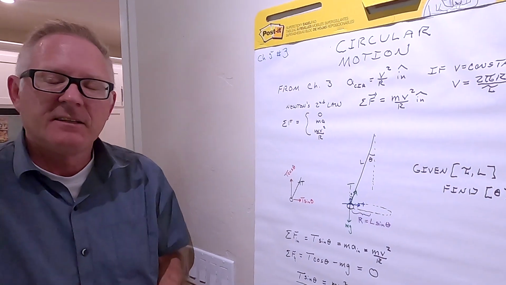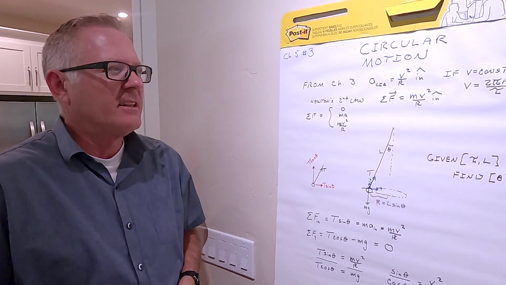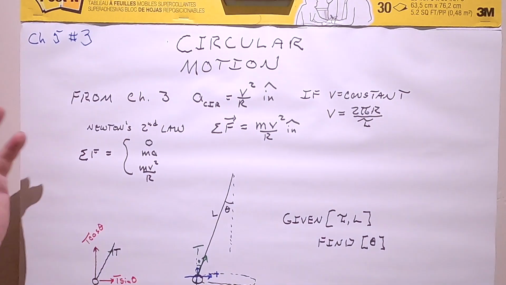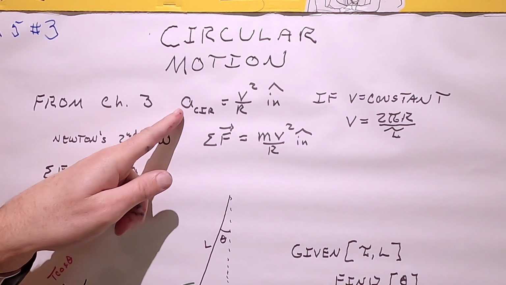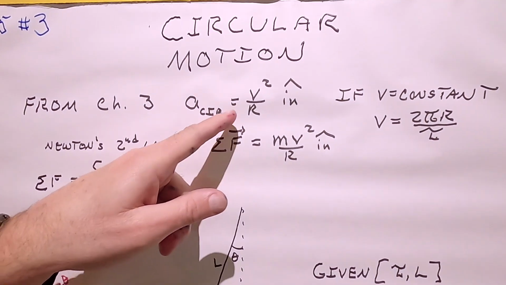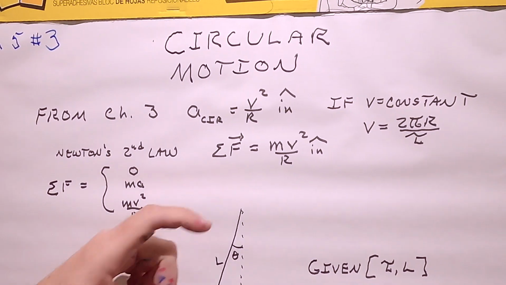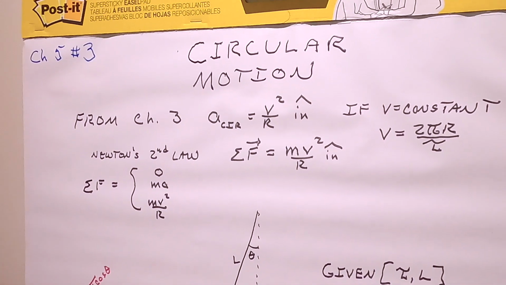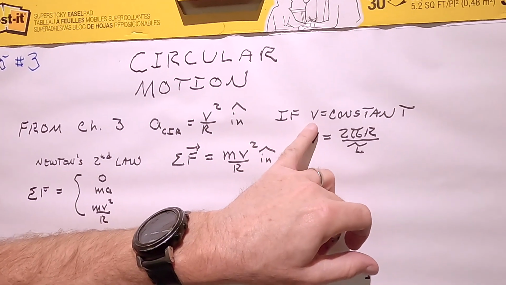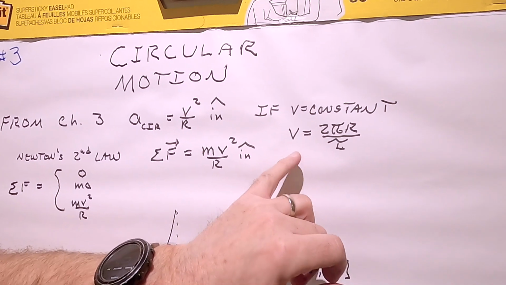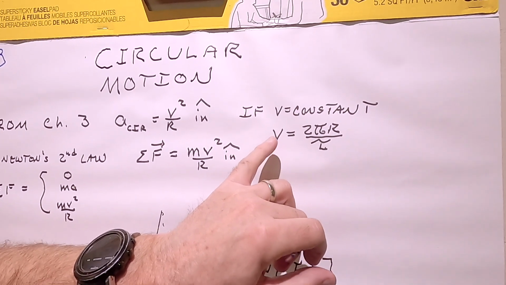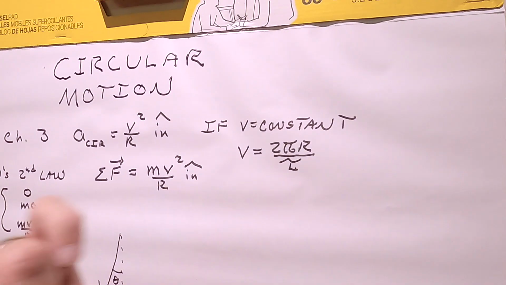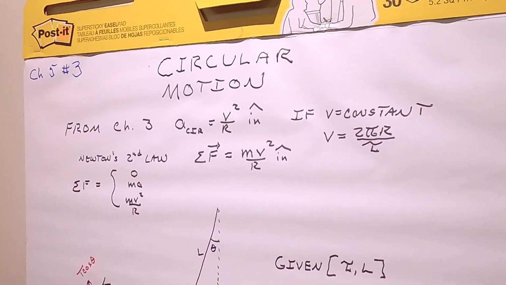Okay, this is still in chapter 5, and one of the things they look at is circular motion. Now, from chapter 3, we introduced circular motion, and we said the acceleration when you're going in a circle was v squared over r, and the direction was towards the center of the circle. And if the velocity was a constant, then we can use the equation for the average speed. We can say the speed is just the distance around the circumference divided by the time around. Remember, that was the period.